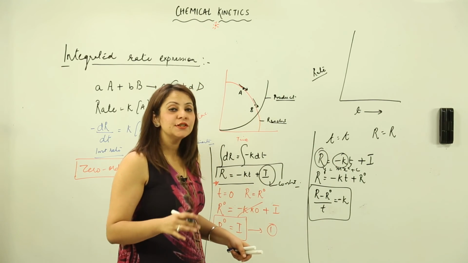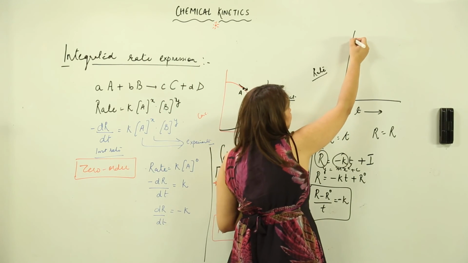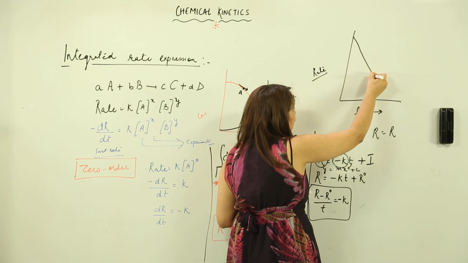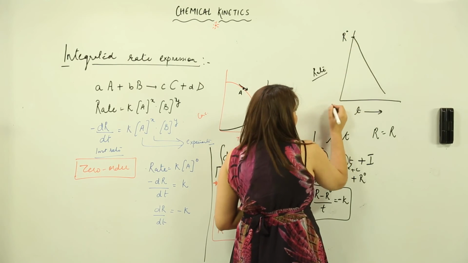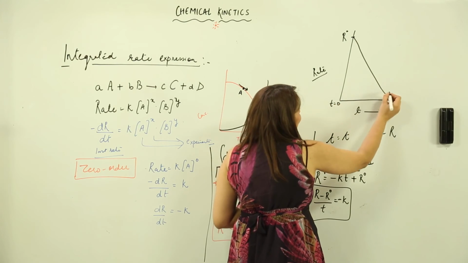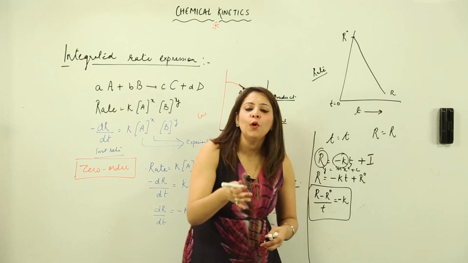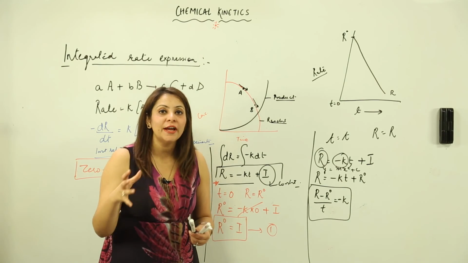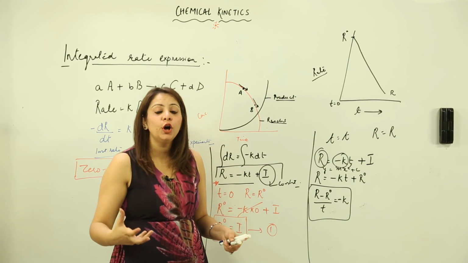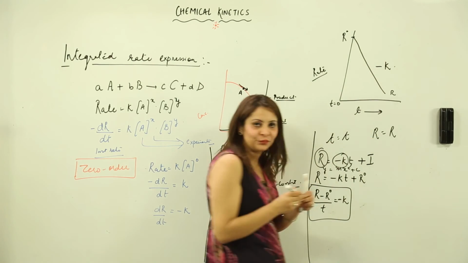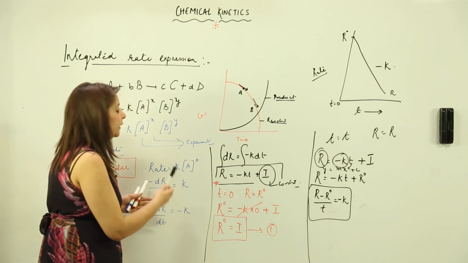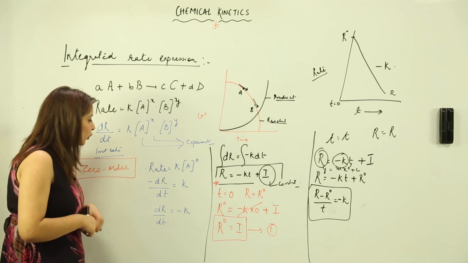So what happens in zero order, what do we get to see? We get to see that the concentration of reactant decreases. This is R naught, here the time is 0, and this is indicating R. Do you know what the slope of this graph actually gives? Obviously it gives the value of the constant, that is minus k. So this is the zero order integrated rate expression. I think you got it.